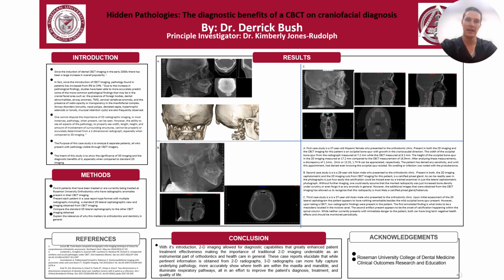A brief overview of this project. Essentially, we are taking 6 patients from Roseman University who have been found to have radiographic pathologies and comparing those radiographic pathologies with both 2D and 3D radiographic imagery. We will then compare the discrepancies, if any, found between the two, giving a synopsis or explanation of the differences, if any are found.